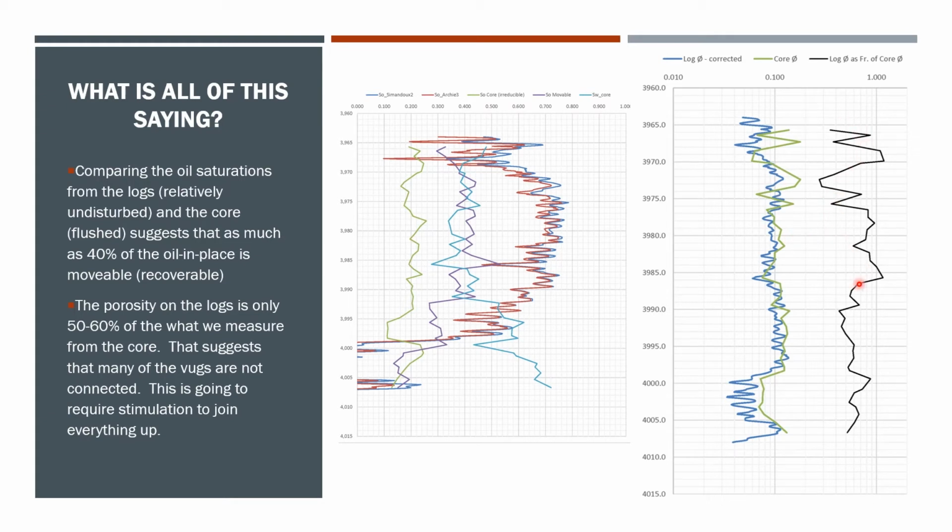This black line out here is an indication of how much greater the pore space from the core is than the log for the same depth. What that tells us is that a significant fraction, it's only, if you look here, 50 to 60%. The logs are 50 or 60% of the core data. That tells us that we've got a whole lot of vugs, a whole lot of secondary porosity that's not interconnected, that won't contribute unless we figure out a way to join everything up.